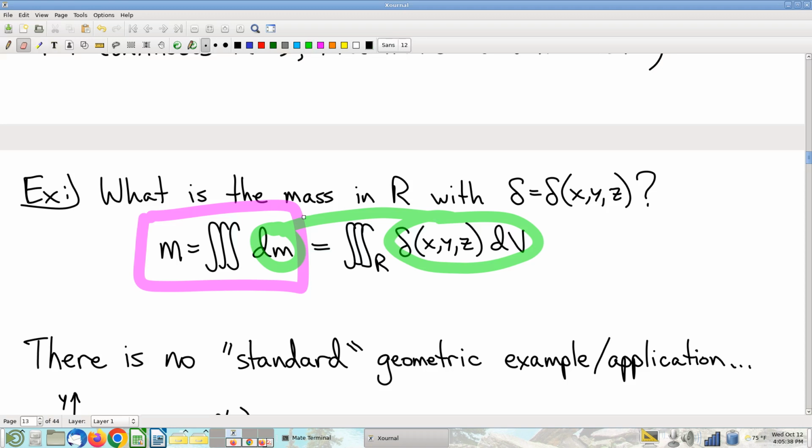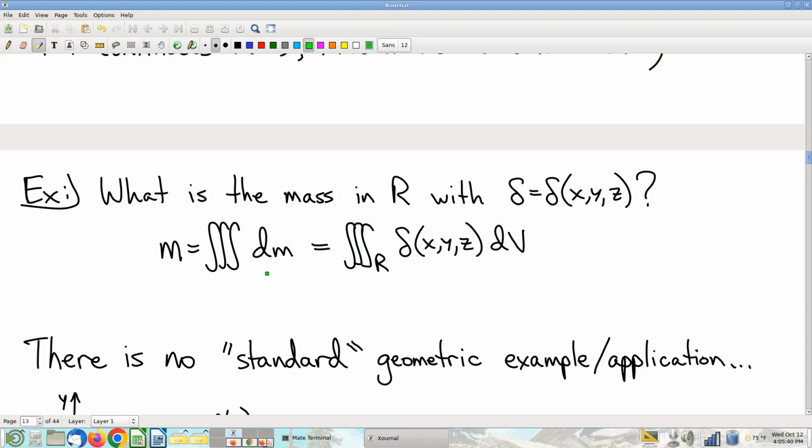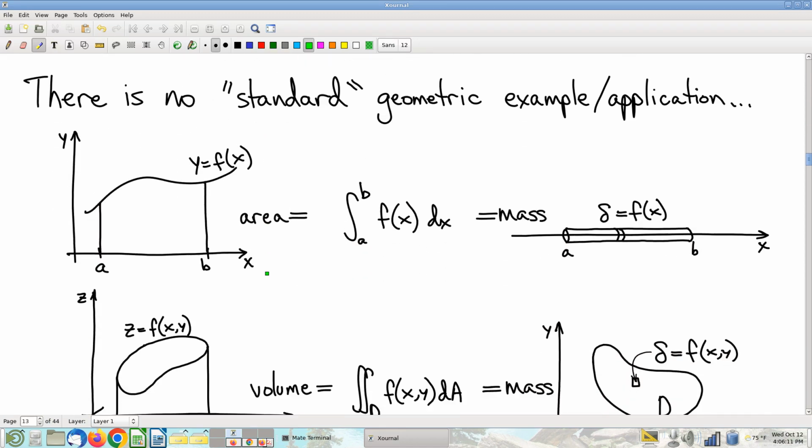Now, one thing you might be wondering: how come with single variable integrals, we start off talking about how much area there is under a graph, and then with double integrals, we start off by talking about how much volume there is under a graph? In both cases, it's a geometric application that comes from looking at the graph of a function. Why didn't I start that way for triple integrals? And the answer is that I can't.